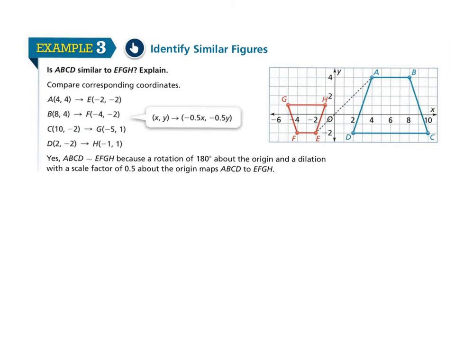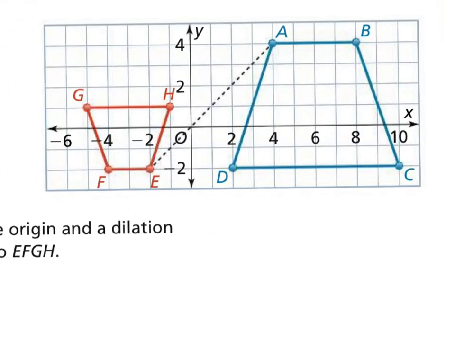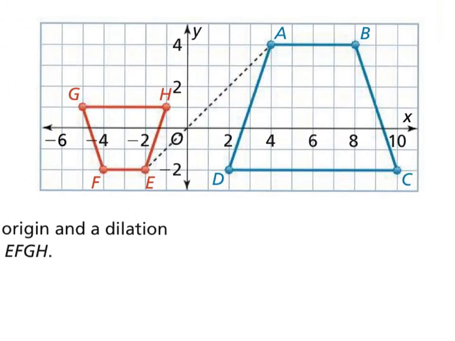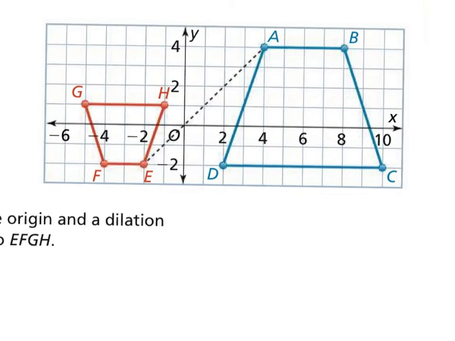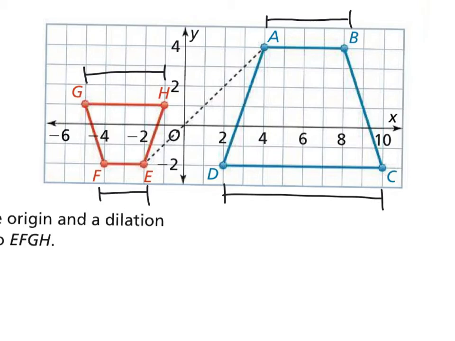Example 3, they are back to asking us whether these are similar or not. So again, what we could do, we could look at the side lengths. Obviously, we can tell on these trapezoids that the one side is bigger than the other. So we're going to compare our smaller horizontal sides to each other, and we're going to compare our bigger horizontal side lengths to each other. So on the smaller sides, from A to B, that's 4 squares. F to E is 2 squares. So we've got a 4 compared to a 2.